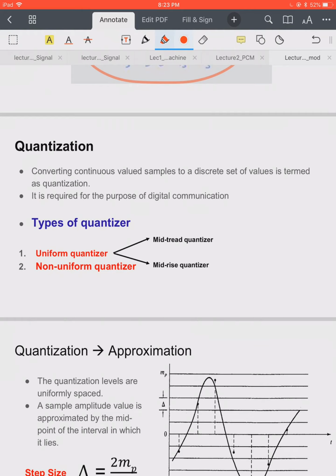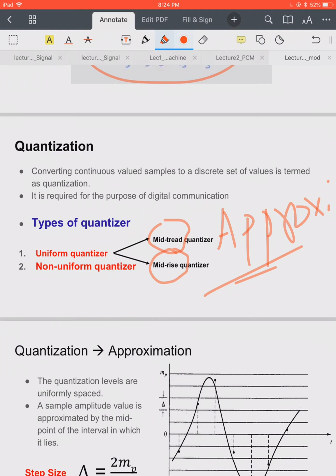This is basically an approximation method, right? Now there are different types of quantizer possible. One is called uniform quantizer and another is called non-uniform quantizer. The uniform quantizer again could be of different types: the mid-tread quantizer, where the number of quantization levels will be odd, and in the mid-rise quantizer the number of quantization levels will be even.